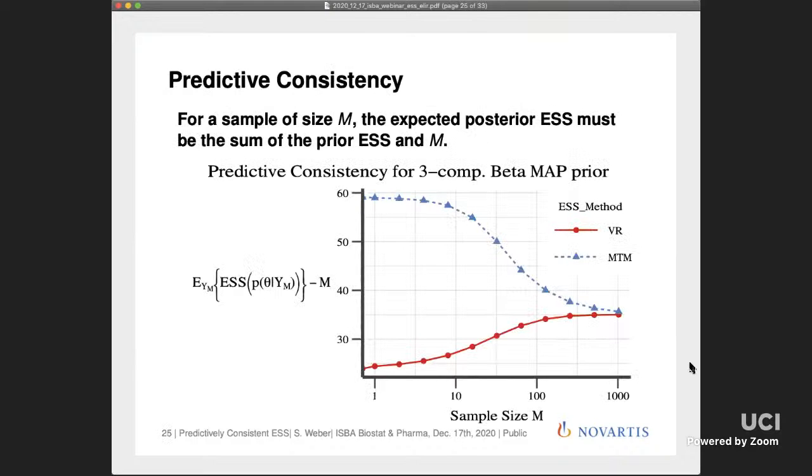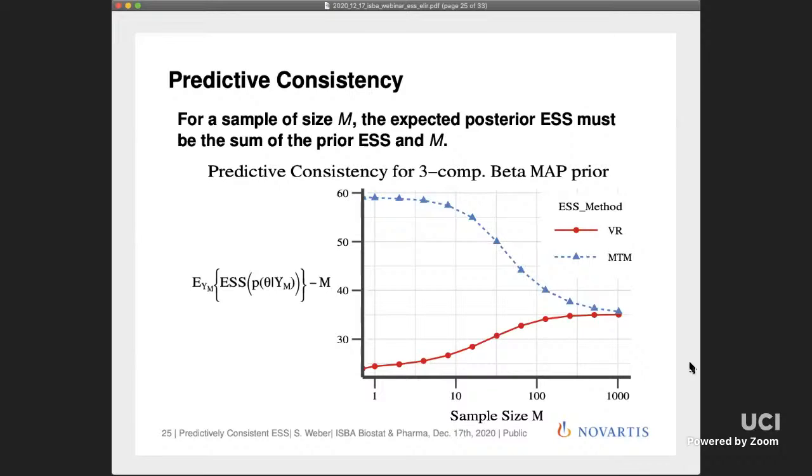And concretely, what we said is what we want to see is that if we have a sample size of M, then the expected posterior ESS must be the sum of the prior ESS and M. So this sounded extremely logical to us, and let's get a bit more into the details. I said the expected posterior ESS, so we take expectation with respect to the prior predictive density.